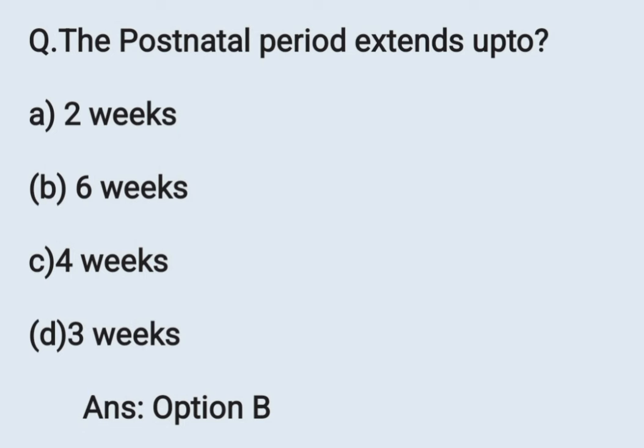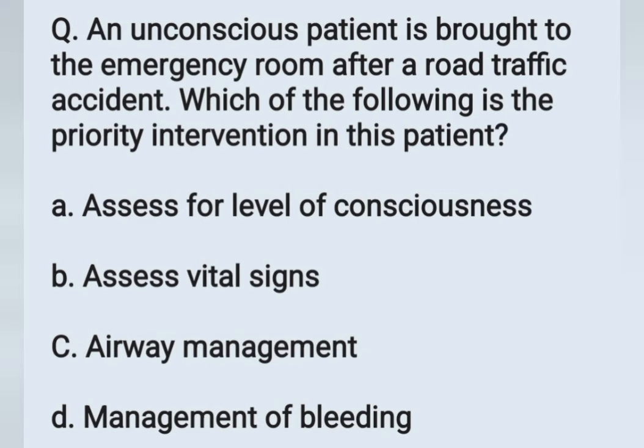And the next question is, an unconscious patient is brought to the emergency room after a road traffic accident. Which of the following is the priority intervention in the patient? Options: option A, assess level of consciousness. Option B, assess vital signs. Option C, airway management. Option D, management of bleeding.